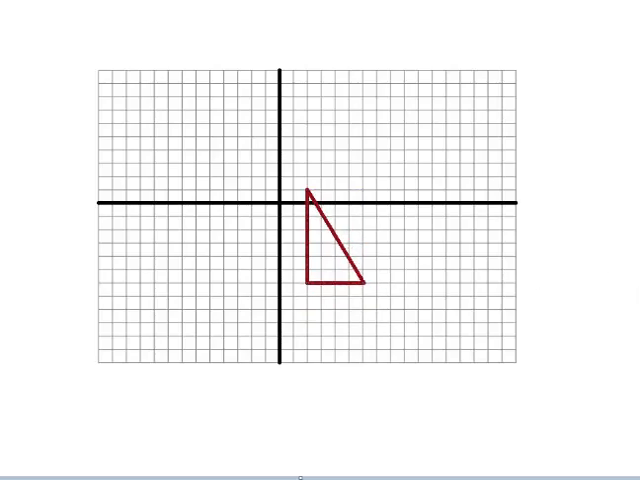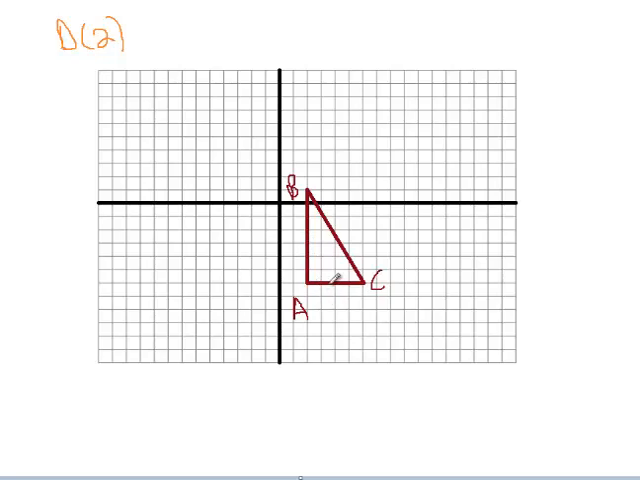Let's say we've got a triangle here, and this triangle we'll call ABC as usual. We'll call A, B, C. And let's say we want to dilate it by multiplying it by 2. Let's say a dilation of 2, which means all the sides are going to be twice as big.